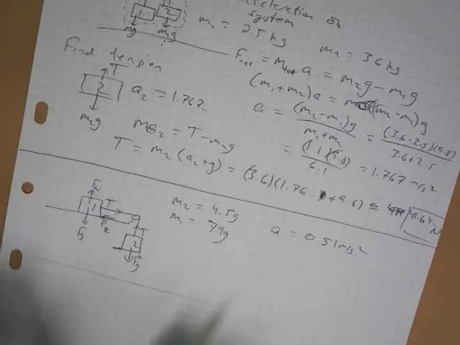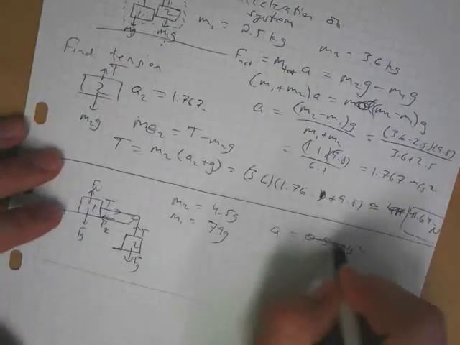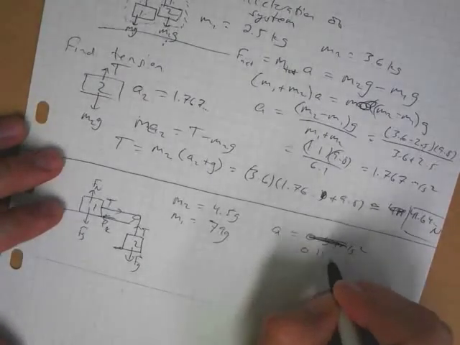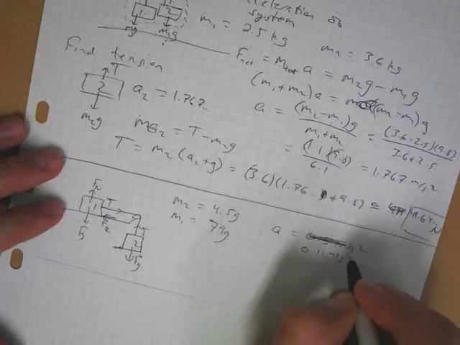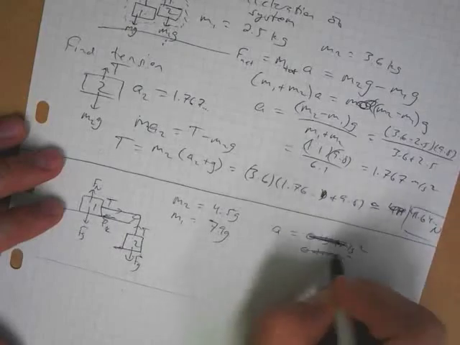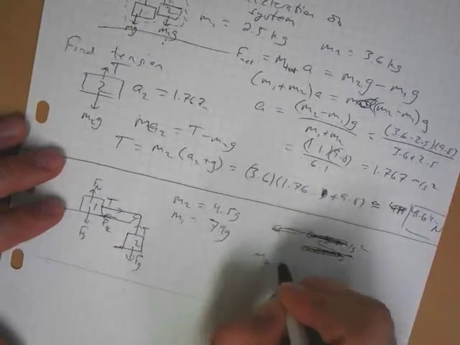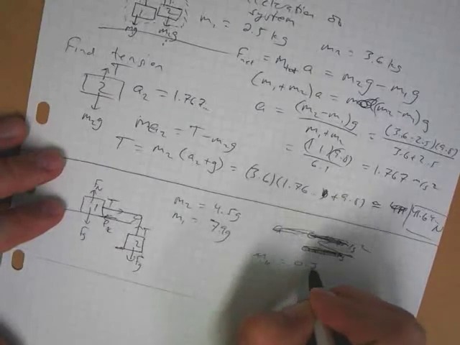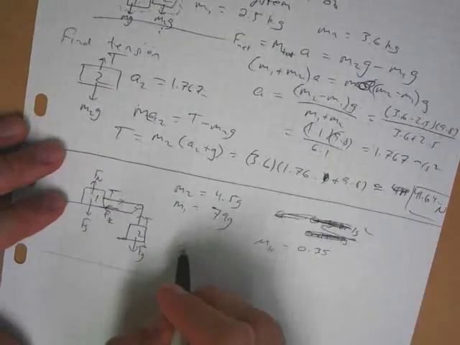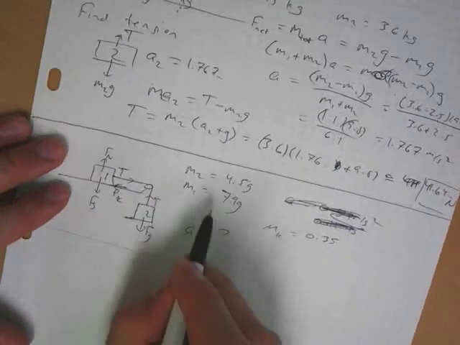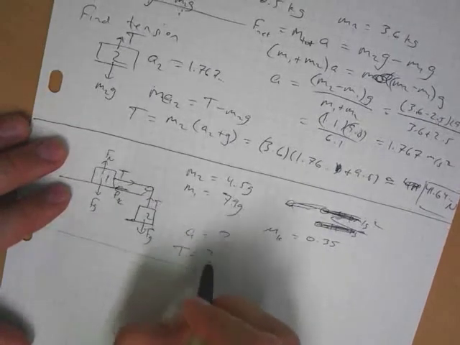And I want to know, that's too big, 0.11 meters per second squared. It's probably still too big. Let's say mu k is 0.35, and I want to know the acceleration of the system, and I want to know the tension in the rope.